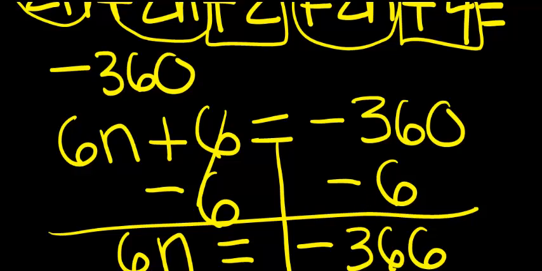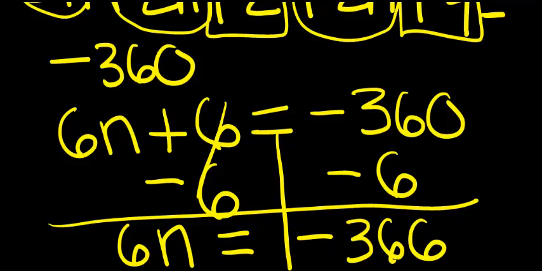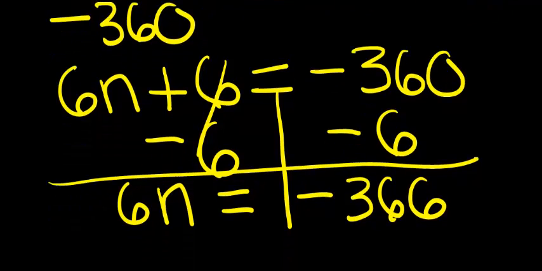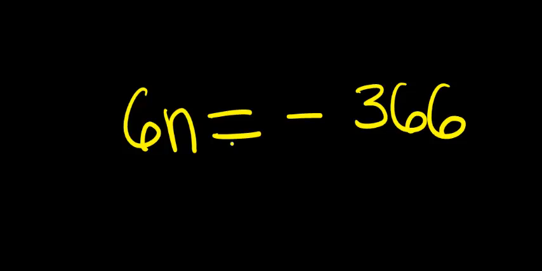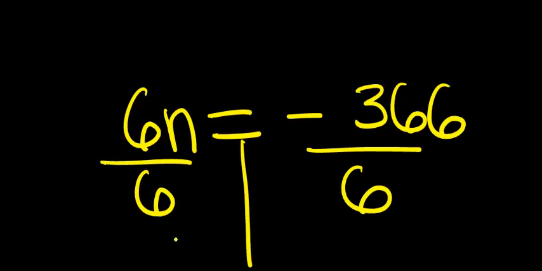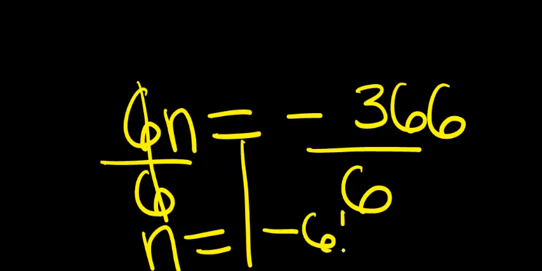Now I don't want 6 of n, I just want n. So I need to divide each side by 6. So we'll go ahead and do that. So we had 6n was equal to negative 366. Put our brick wall there, so that's divide by 6, divide by 6. This term will reduce to a 1, so n is equal to a negative 366 constant term divided by 6 gives me a negative 61.